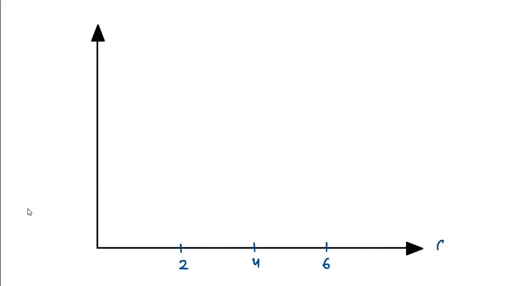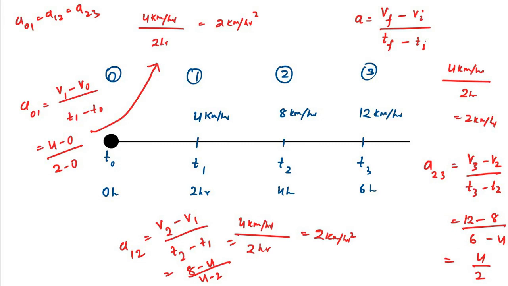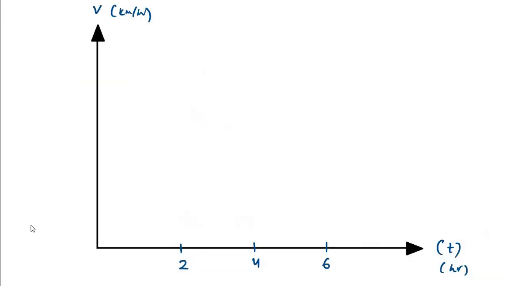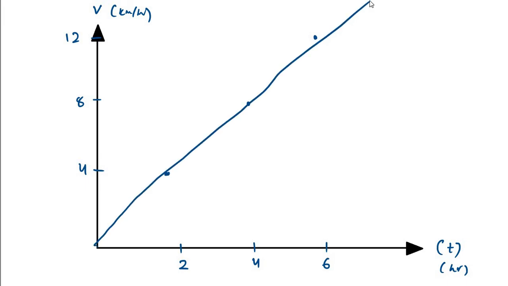This is the time in hours, and here it is velocity in kilometers per hour, and here it is 4, 8, and let's say here it is 12. Here one reading, that point, here one, here one. So this one, uniform acceleration, is a straight line passing through the origin, where similar to uniform velocity, the slope at every point is constant.